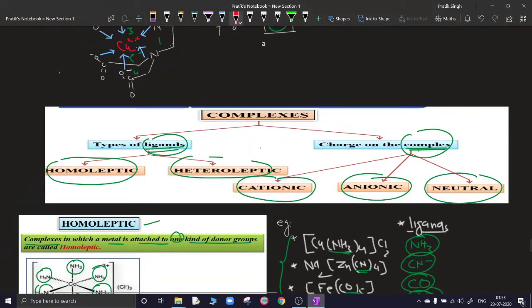Let's go back here. Complexes on the basis of ligands will be homoleptic and heteroleptic. If there is one type of ligand, it is homoleptic. More than one type of ligand, it is heteroleptic. On the basis of the charge, if it is positive, it is cationic; negative, anionic; and if there is no charge, it is neutral.